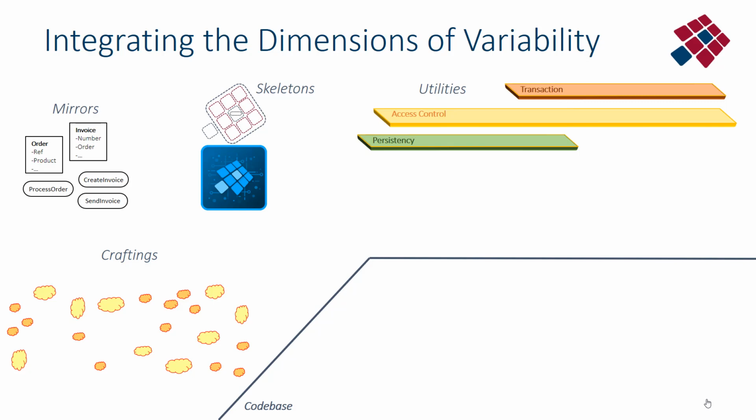If we look, for instance, at this schematic representation, we have the 4 dimensions of variability. We have at the left the models, the entity relationship diagrams, the data models, the task and flow models. We have the templates, the template skeletons of the recurring structure of the elements. We have the utilities, the frameworks that solve for us, deal with the various cross-cutting concerns, and we have the custom code or craftings.